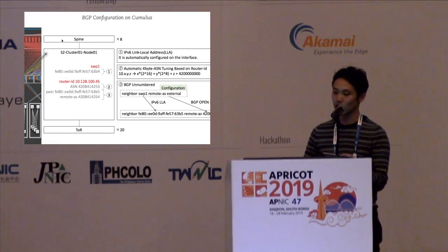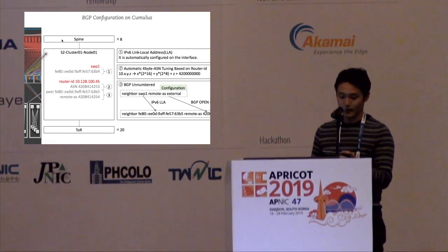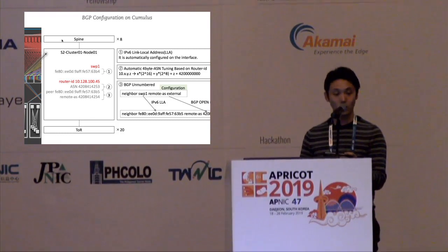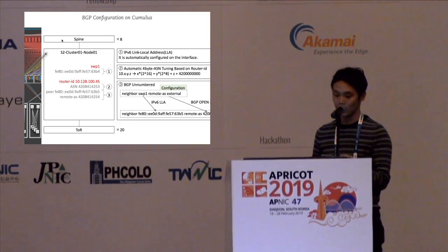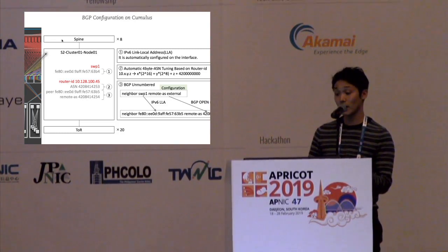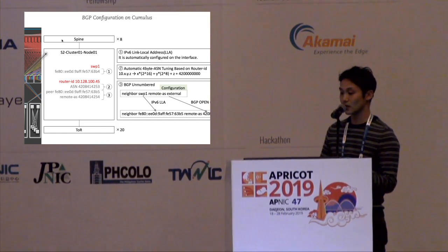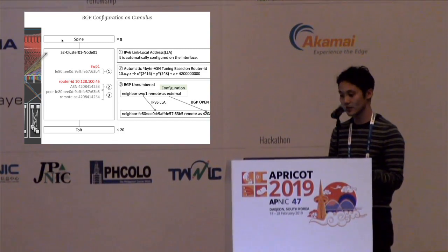Actually, it depends on the implementation of BGP unnumbered on Cumulus, but this is an example. By means of calculation with the IPv6 link local address and the BGP open message from the peer, you don't need to decide the address and remote AS number. What you have to do is just put an interface in the configuration and just say it is external. It means the eBGP process.